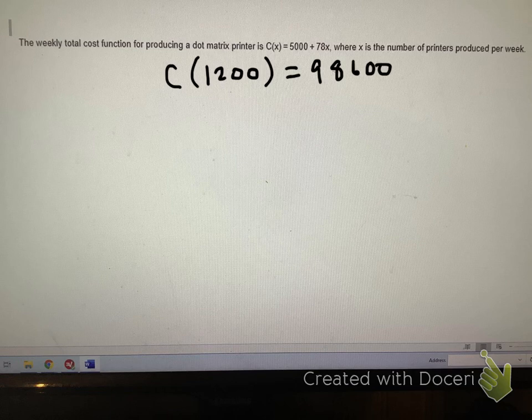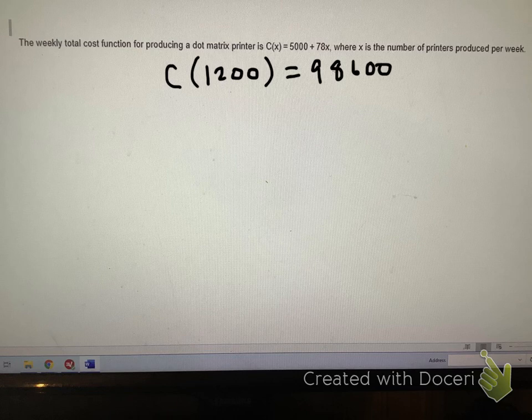Okay, so for this problem, the same idea. We're still going to take another statement and try to write an English interpretation for it. Nice sentence, makes sense, doesn't have anything to do with the math, okay? So this question says the weekly total cost function for producing a dot matrix printer is C of X equals 5,000 plus 78X, where X is the number of printers produced per week. We go through some work. We get C of 1,200 equals 98,600.